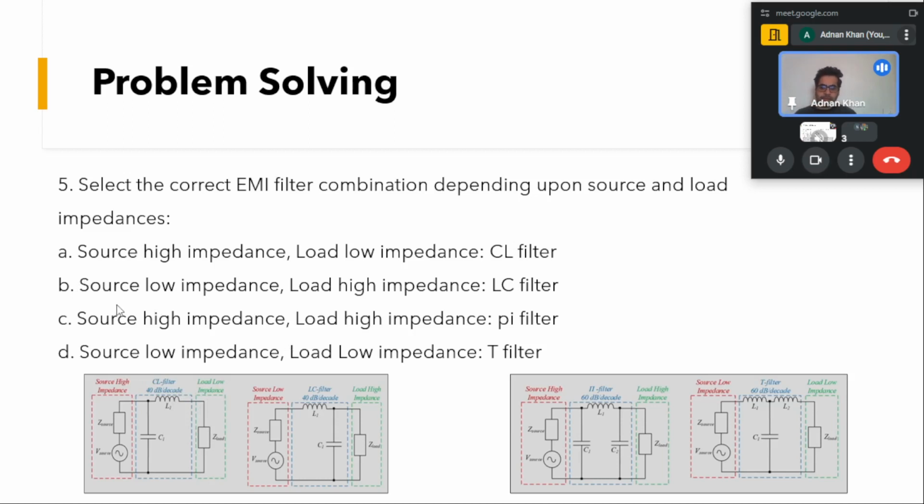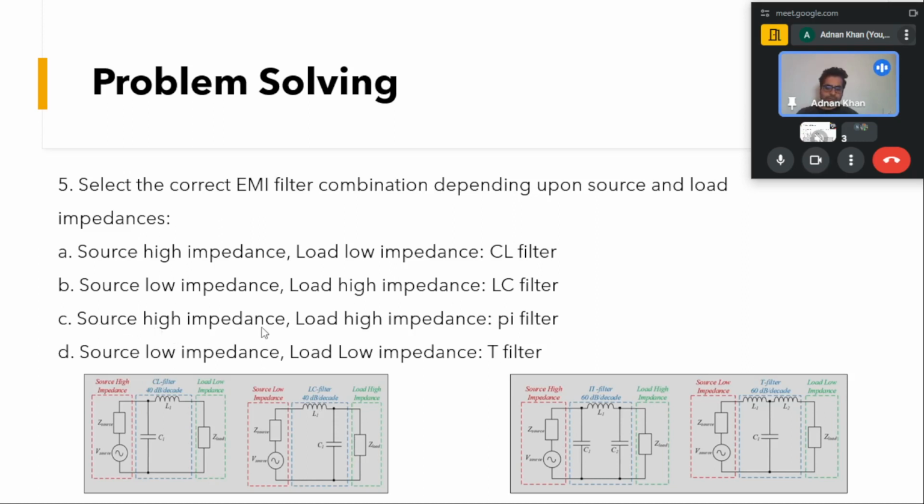For part B, if the source is low impedance, we provide the high impedance, so we connect the L on the source side, and if the load side has the high impedance, we will have the lower impedance at the load side, so we'll connect a C towards this, as such the LC filter.